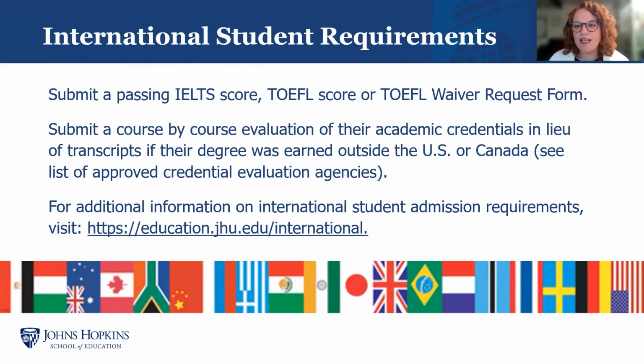In addition to that, instead of submitting your official transcripts, you'll need to submit a course-by-course evaluation of your academic credentials if your degree was earned outside of the United States or Canada. A list of the approved agencies for that credential evaluation can be found on our website, as well as some additional resources for international students for the application process. That website is education.jhu.edu/international.